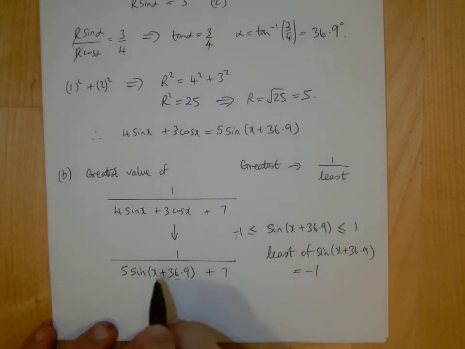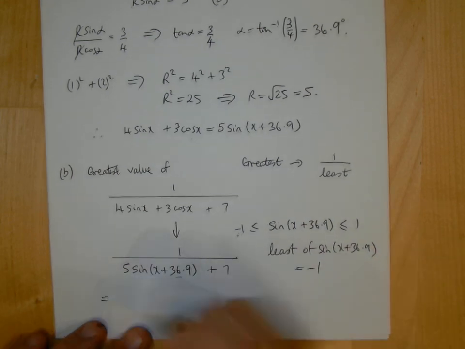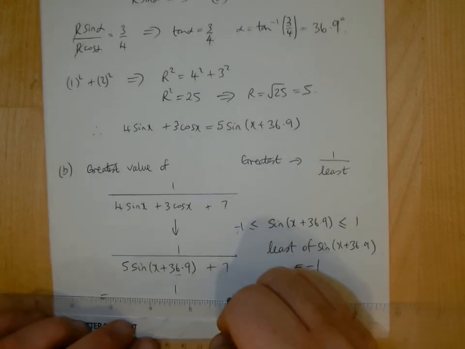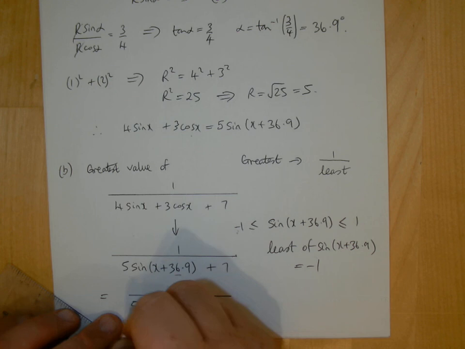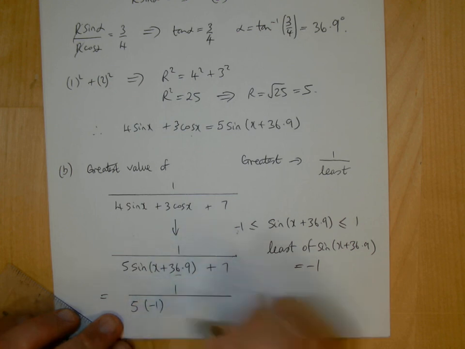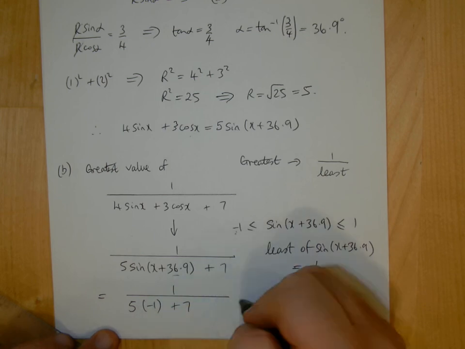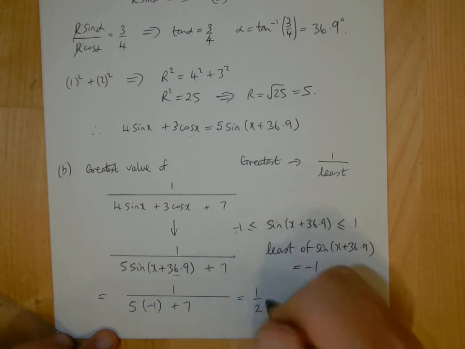So if you plug that in there, you'll get the least value of this fraction. So we will have 1 divided by 5 times, well, sine will be negative 1, plus 7. So the bottom then works out to be 2. So you get 1 over 2.